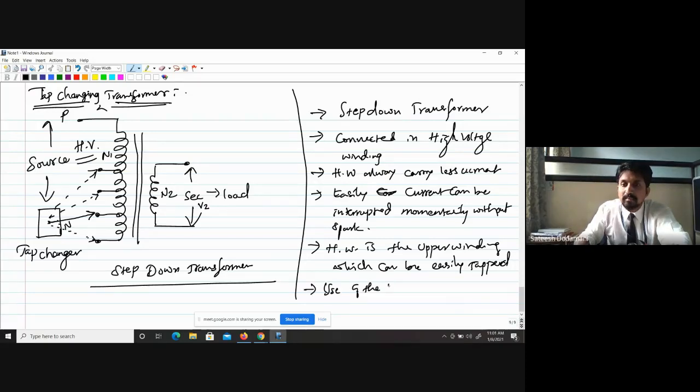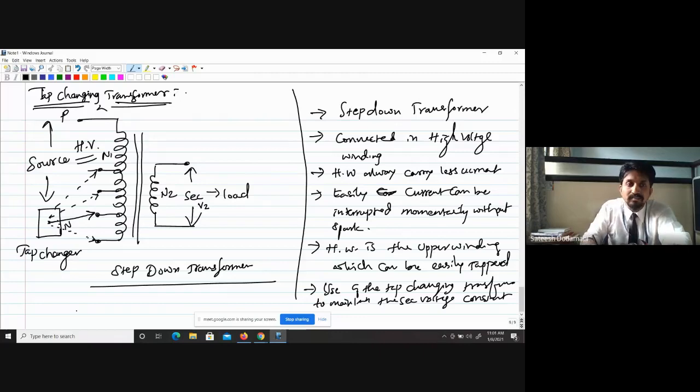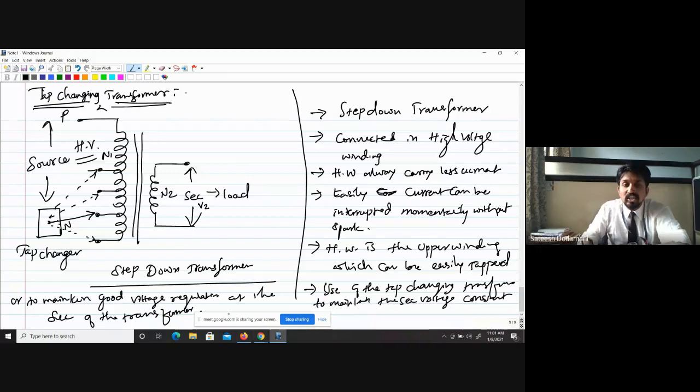The use of the tap changing transformer is to maintain the secondary voltage constant, or to maintain good voltage regulation at the secondary of the transformer, by changing the winding connection in the primary. This is what the tap changing transformer does.